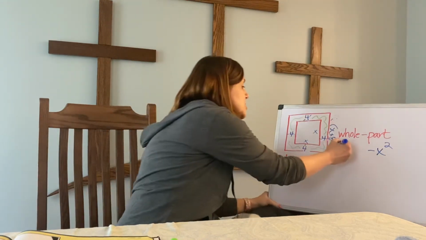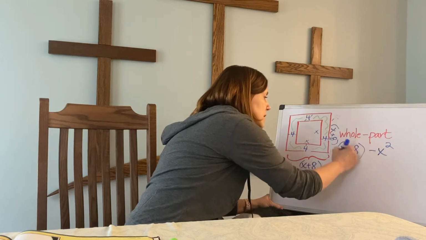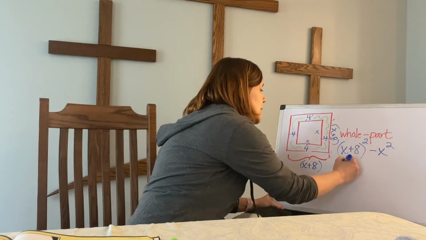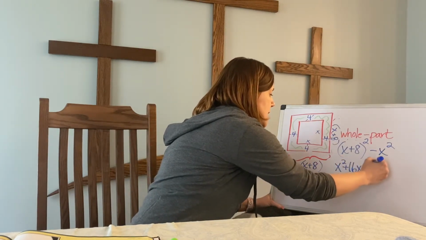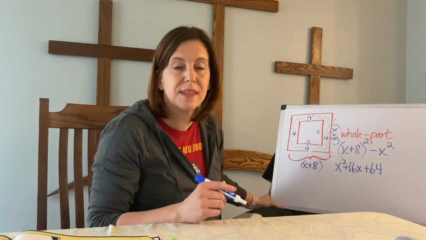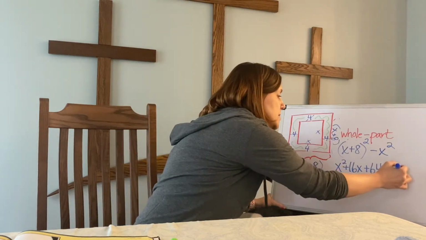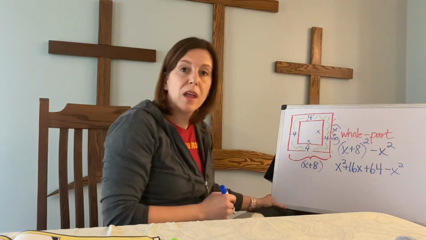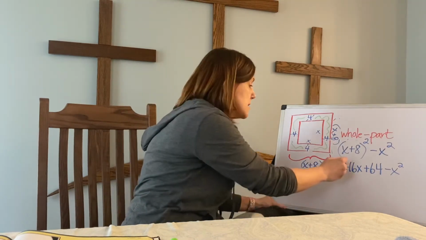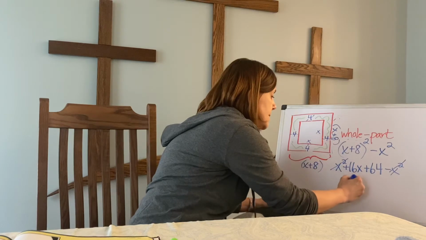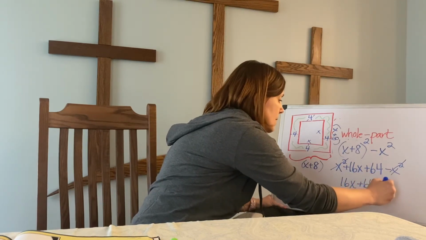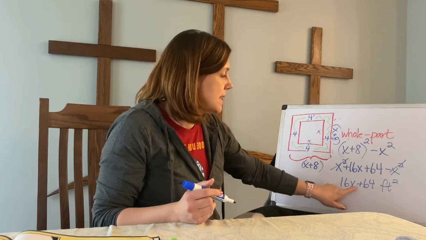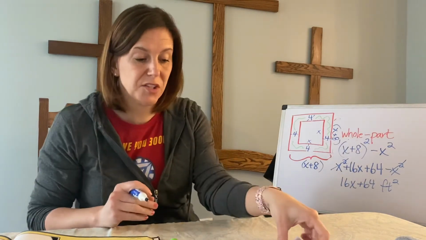So in this problem, I'm going to square the binomial x plus 8. I'm going to use my pattern again. X squared plus 16x plus 64. That's the area of the entire shape. Then I'm going to subtract from that the area of the inside patio. Oops, x squared. Find my common terms. My only common terms are my x squared. That's gone. And again, in square feet, because we're talking about an area. 16x plus 64 is my answer to this practice problem.